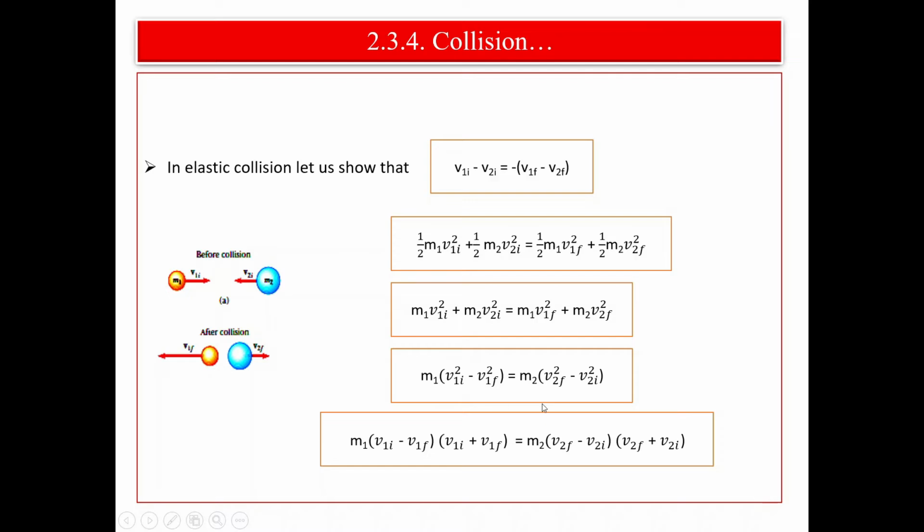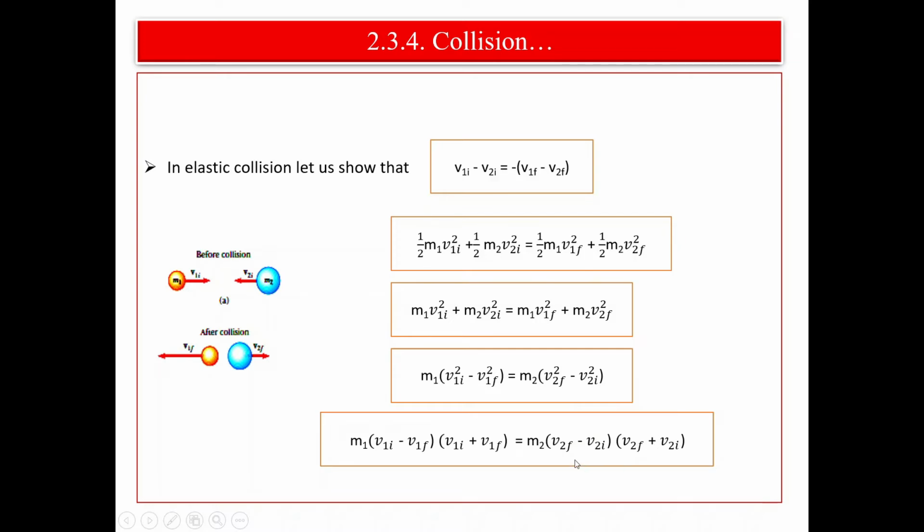Now we know that a square minus b square is always equal to a minus b times a plus b. Consider this as a square and this as b square. Therefore we get v1 initial minus v1 final multiplied by v1 initial plus v1 final. For the second case, v2 final minus v2 initial, times v2 final plus v2 initial.